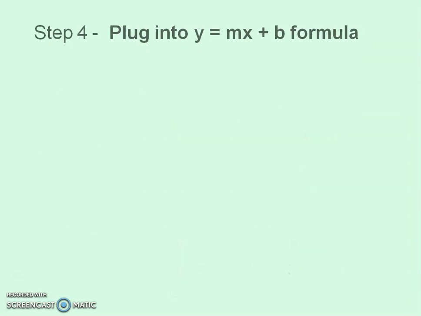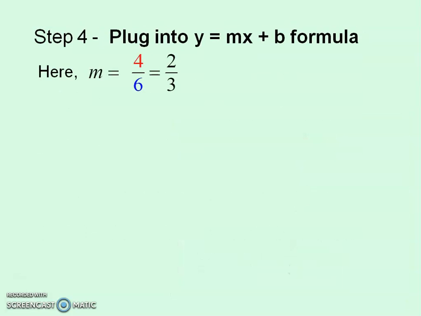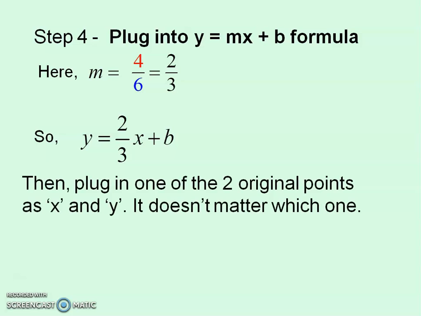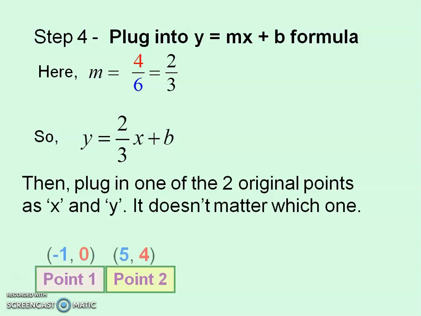And in step 4, what I need to do is plug that into the y equals mx plus b formula. I'll replace the m. And I have to plug in one of the two original points. And it doesn't matter which point I plug in. Those are the 2 points, remember. So either I can plug this in as x and this is y, or this in as x and this is y.